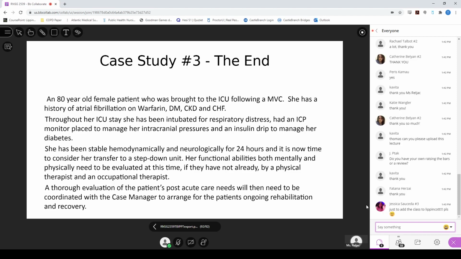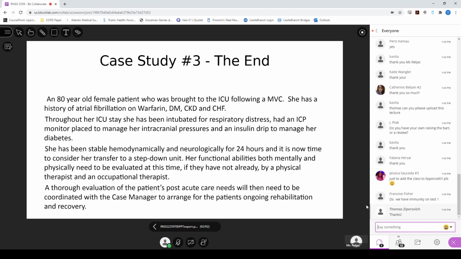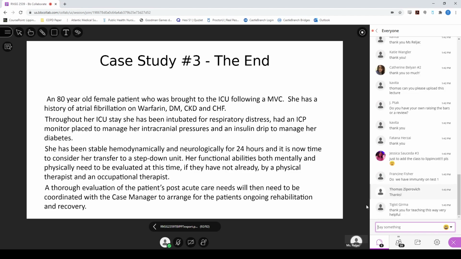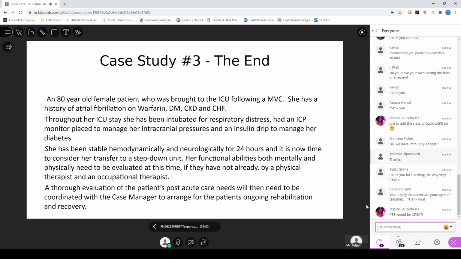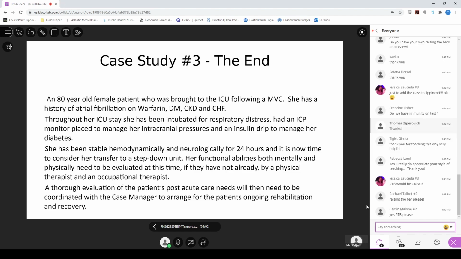I can't do a review. I don't mind putting together a raising the bar for y'all. Oh yes, Jessica, just make sure you send me the email because I'll forget as soon as I get off here. Immunity is not on test 1. Immunity is on test 2. Test 1 is interpersonal relationships and cognition. Thank you, Rebecca. Thank you.